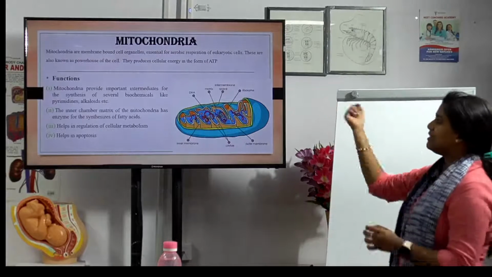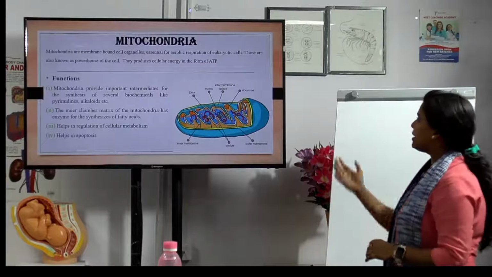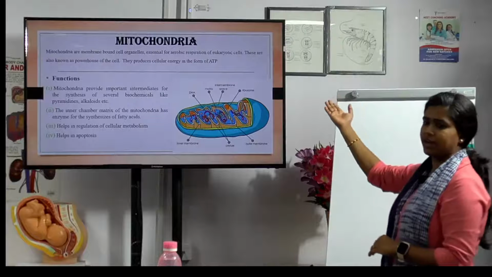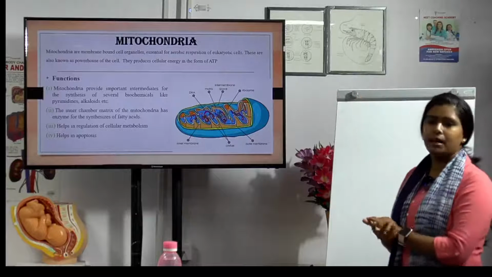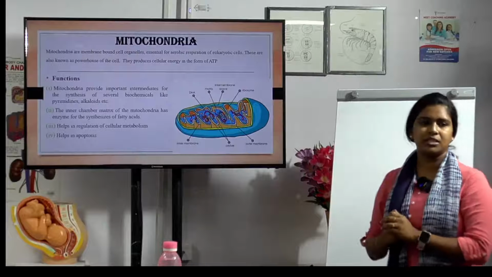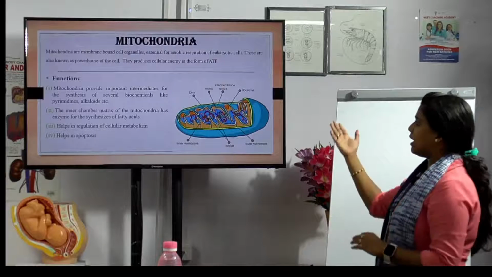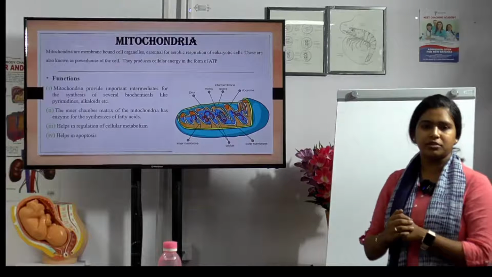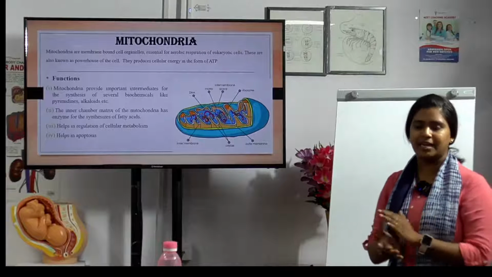Yes, okay. These are the membrane bound cell organelles which is essential for the aerobic respiration in all the eukaryotic cells, and these are called as the powerhouse of the cell as it produces the cellular energy in the form of ATP. Okay, now let us see some functions. What does it do? Any functions of mitochondria? Powerhouse of the cell nale enna function?